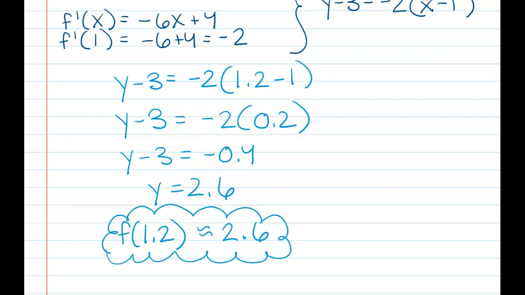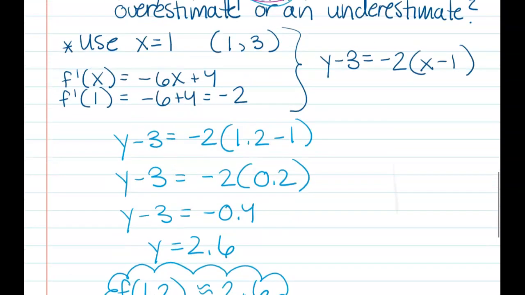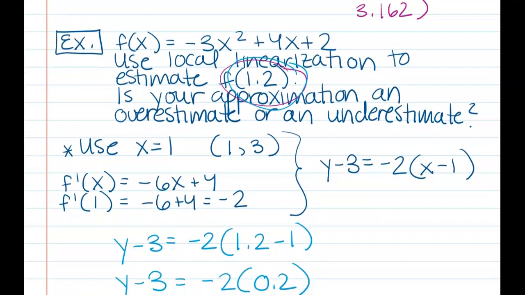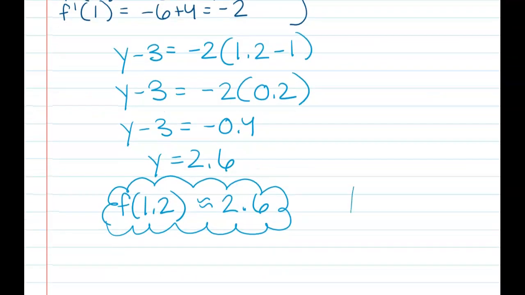That's the point. As far as the overestimate or underestimate, I know that this function is a quadratic, and the leading term is negative, so it's going to look like that. Anywhere you draw a tangent line, if you estimate values using that, let's say here's our actual y value and that would be our tangent line y value. No matter what, bad picture notwithstanding, your actual y value is going to be less than what your tangent line tells you. So this is an overestimate.